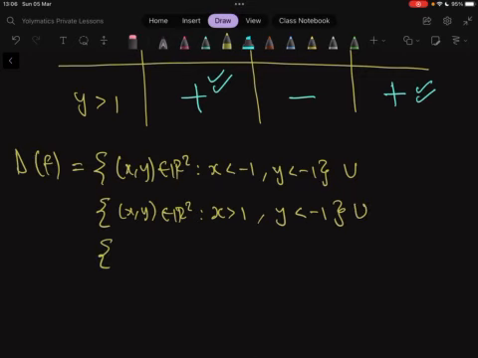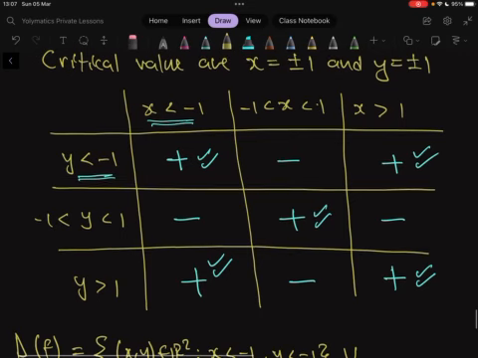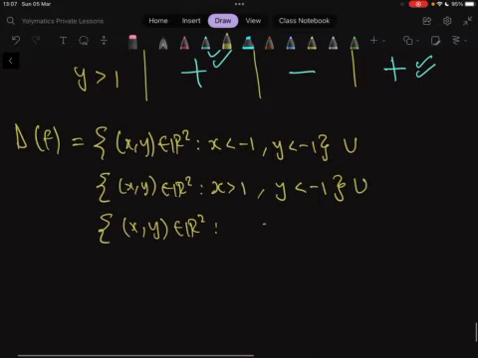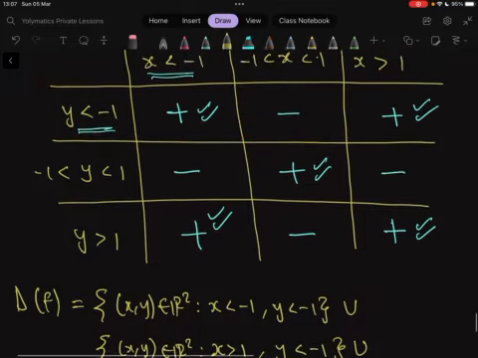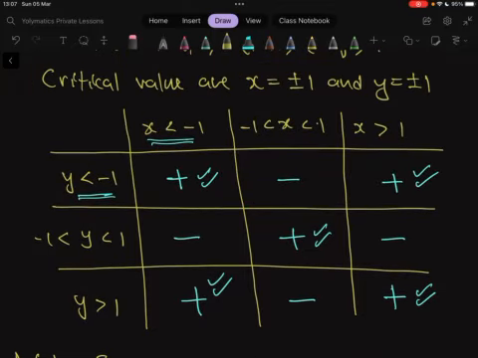Union, again, we do the same thing. So it's (x, y) elements of R squared such that what? So we see in the other region, x is between -1 and 1, and also y lies in the same region. So we have x greater than -1, less than 1, and y greater than -1, less than 1. Union (x, y) elements of real numbers such that what? So the other region, so we are done.